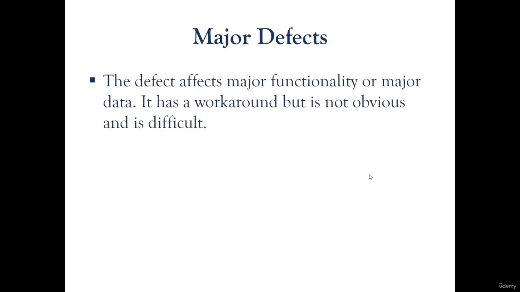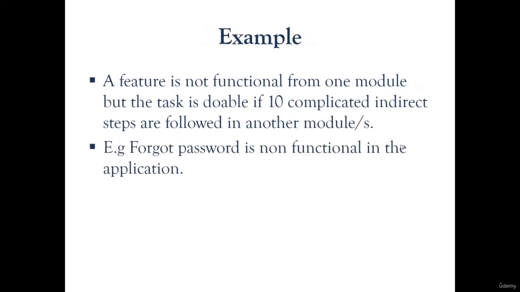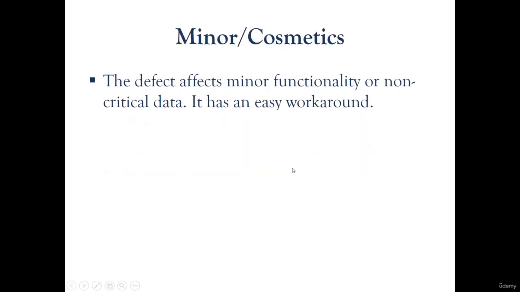And then major defects are basically defects affecting major functionality or data, where there is a workaround but it is not obvious and is difficult. So this is the major defect. An example of a major defect is a feature not functioning in one module, but the task is doable if 10 complicated indirect steps are followed in another module. For example, forgot password is non-functional in the application.